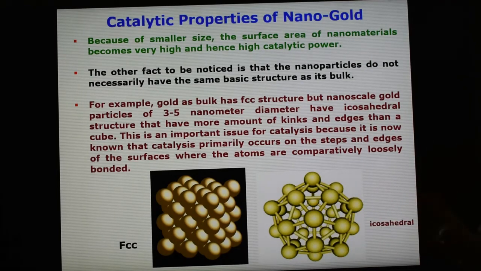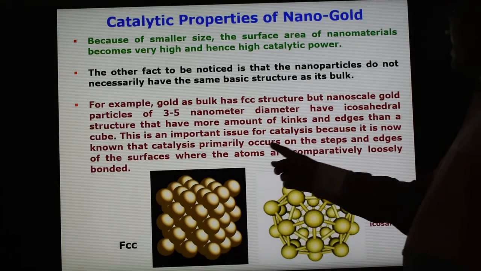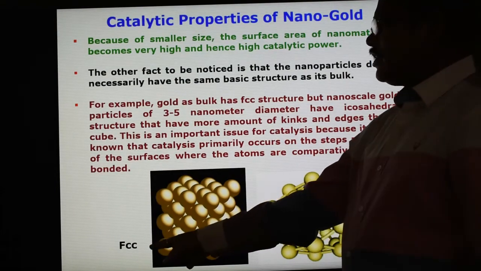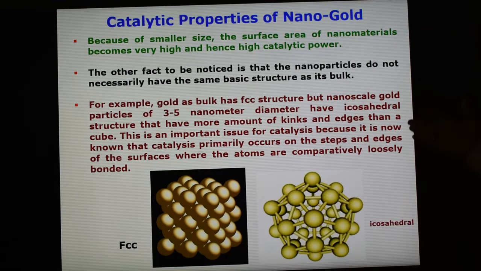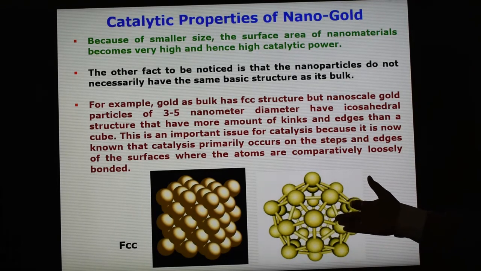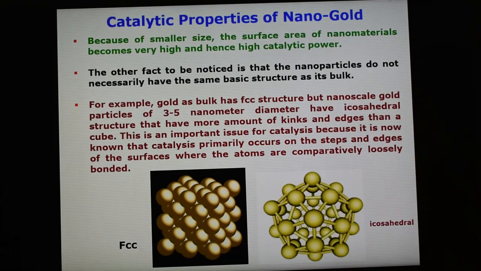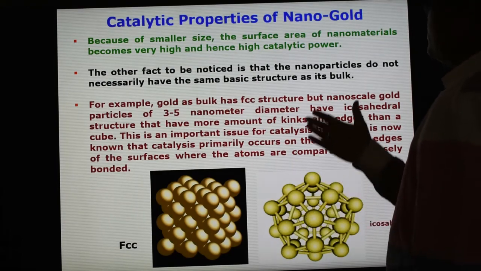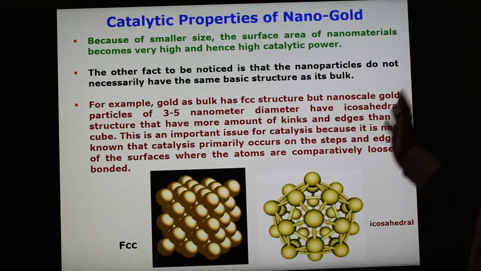And we know catalyst activity increases with the increase of surface. So here, because of the smaller material and larger surface area, the catalytic activity of nano gold increases. Now there is another important feature. Bulk gold has a face centered cubic structure, but when the size is 3 to 5 nanometers, the nano gold has an icosahedral structure. So structures are also different. As the size changes, the structure also changes.